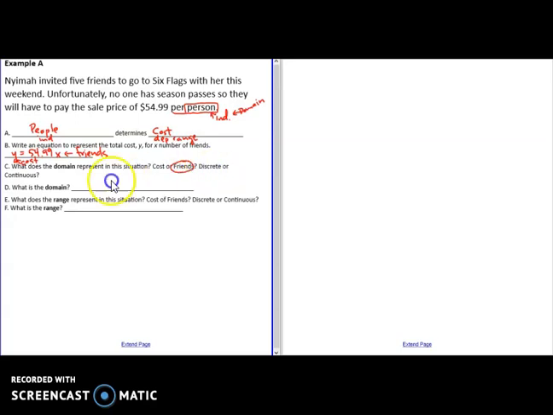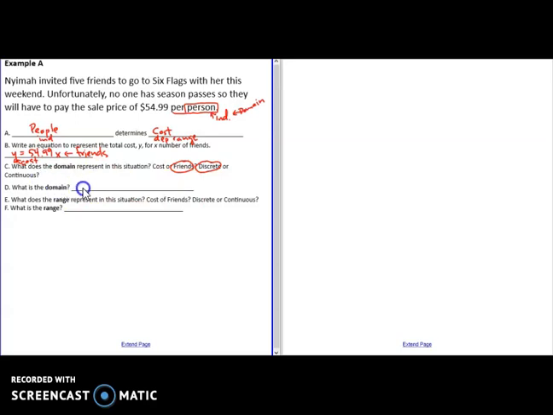Now we have to ask this question: discrete or continuous? When we're looking at discrete versus continuous, remember, discrete means only certain values count, and continuous means all of them in between count. So discrete is people, because she either brought 1, 2, 3, 4, 5 friends or not. She didn't bring 1.5 friends. So this is going to be a discrete situation.